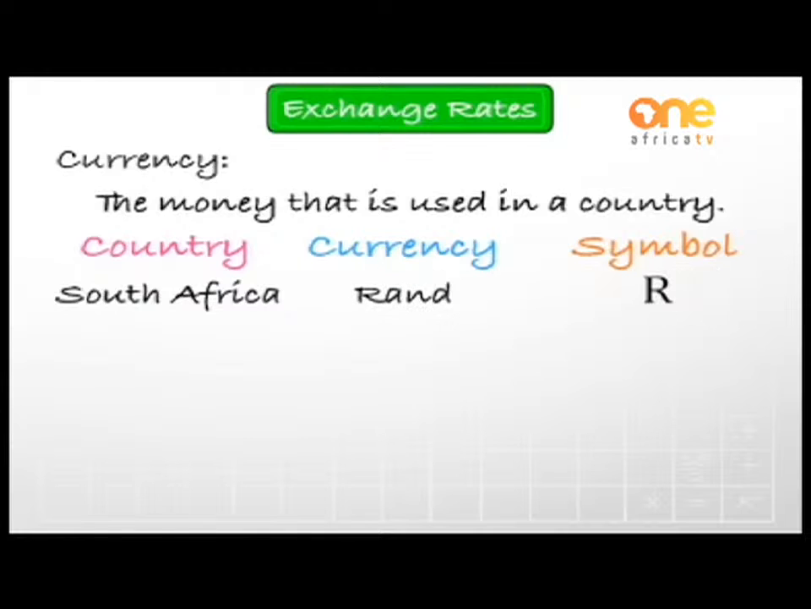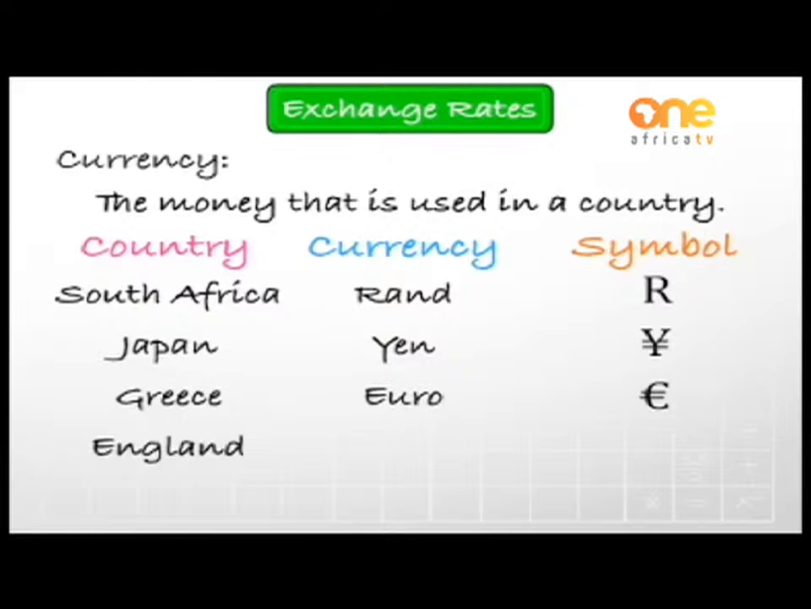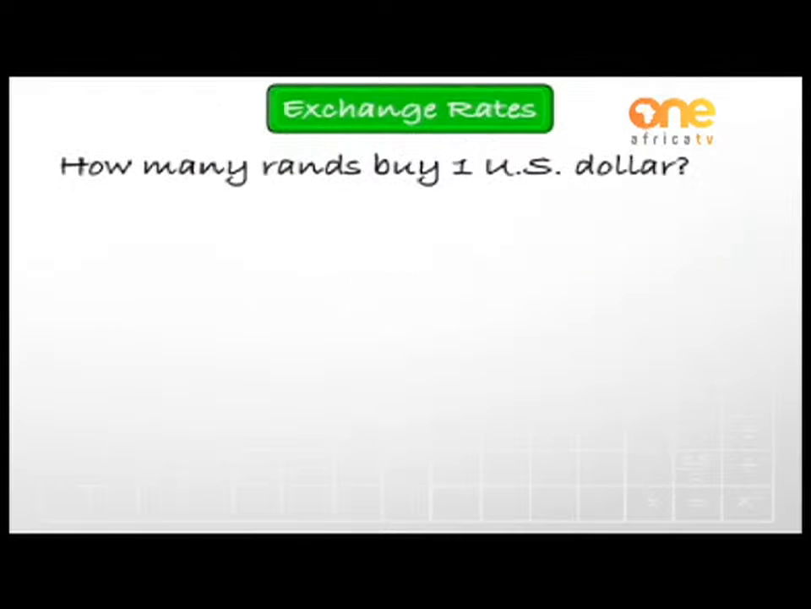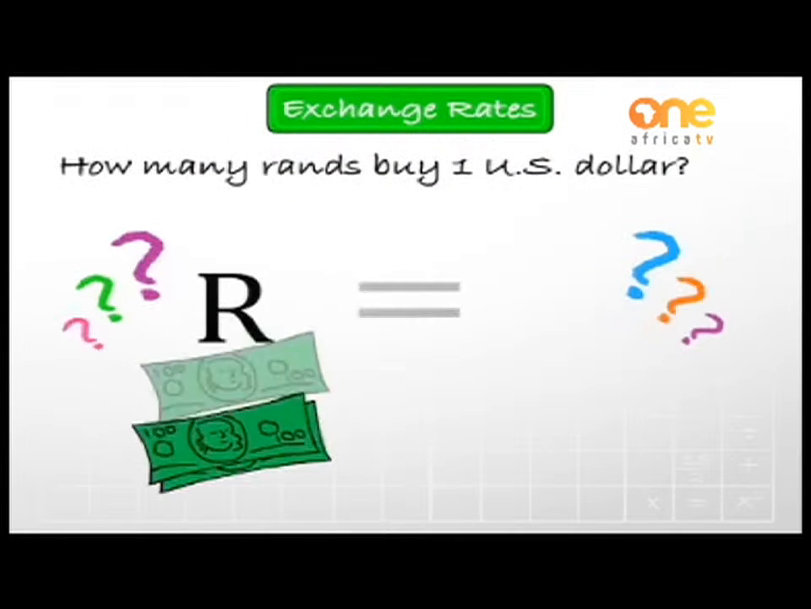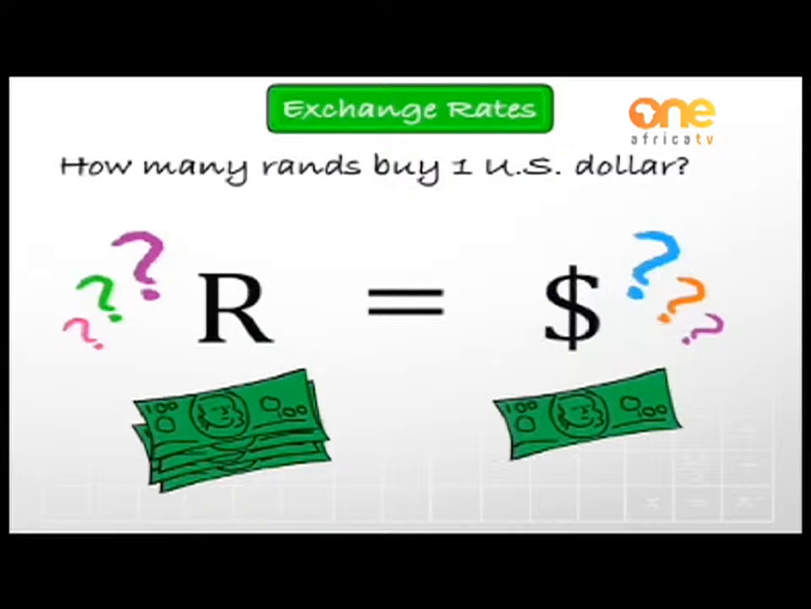If we look at a country like Japan, the currency is called yen and it has the following symbol. Greece uses the euro and it has the euro symbol. England uses the pound, which has the pound symbol obviously, and the United States of America uses the dollar, which has the following symbol.